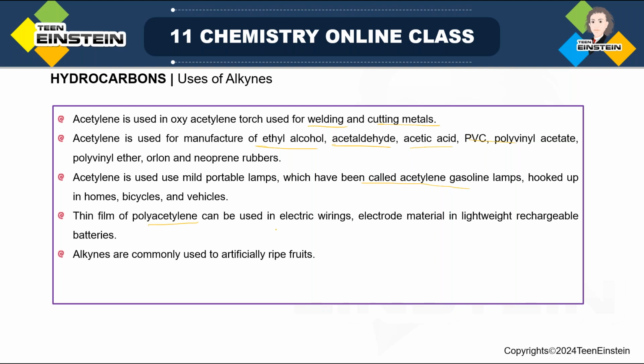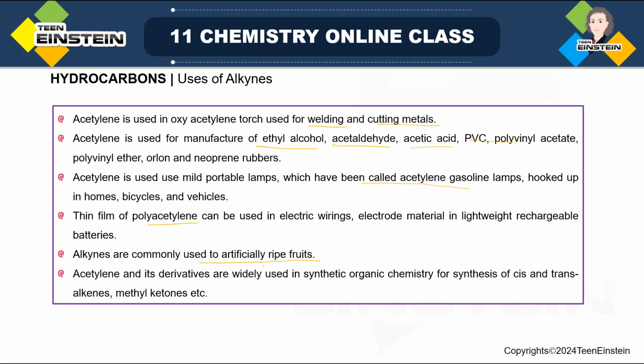Thin film of polyacetylene can be used in electric wiring, as electrode material, in lightweight rechargeable batteries, and it is commonly used for artificial ripening of fruit. Acetylene and its derivatives are widely used in synthetic organic chemistry for synthesis of cis and trans alkenes. So starting from the C triple bond C, we can produce this double bond, but that is also in two manners: it can be cis or it can be trans. That depends on what type of reagents you are using. Then we can also get methyl ketone.